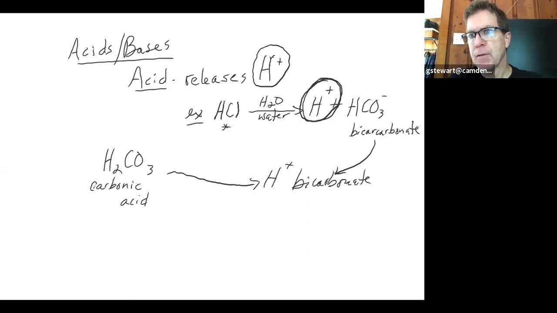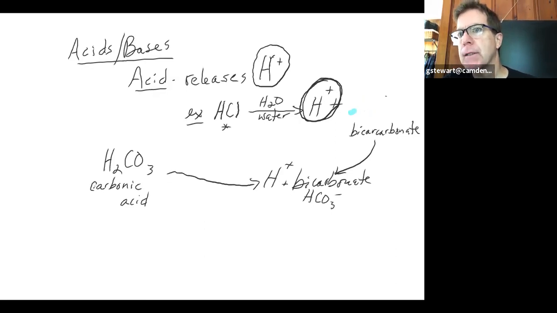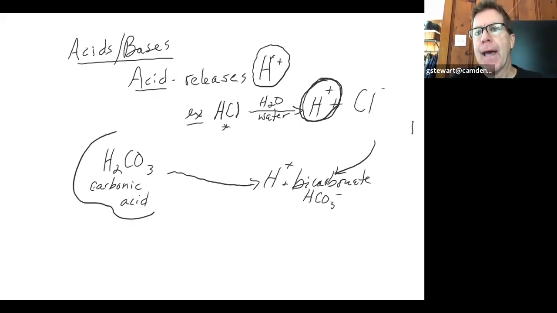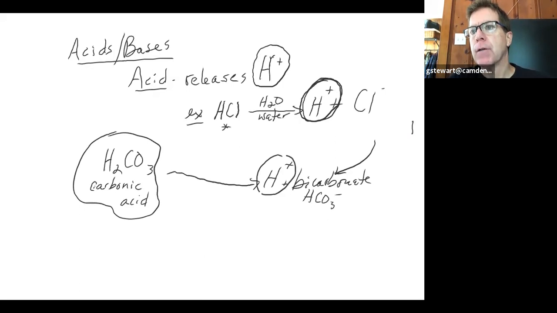So hydrogen ions plus bicarbonate ions, HCO3. I know I'm confusing you. Let me erase this. I was already thinking about buffer systems. Carbonic acid can break apart to release hydrogen. The key theme of this talk is that anytime you see a hydrogen proton by itself, that means acid.